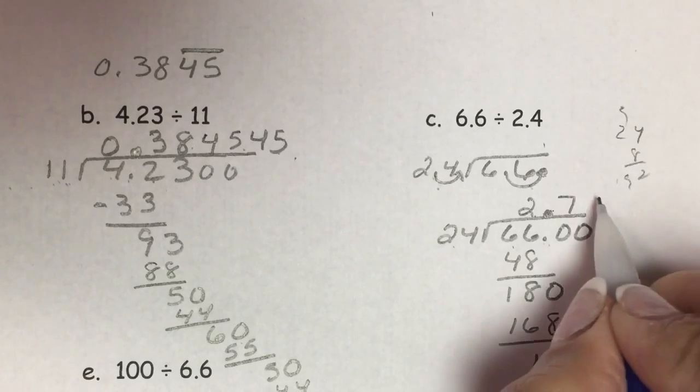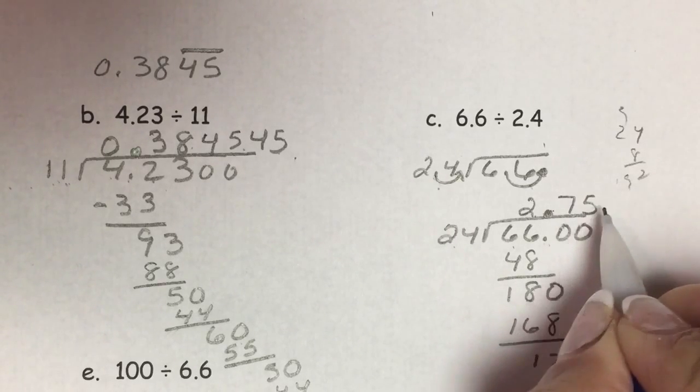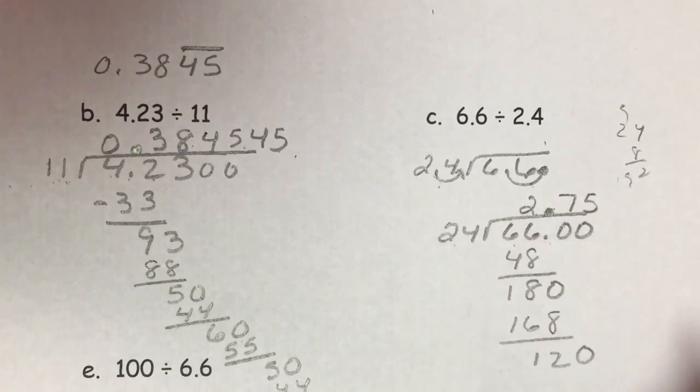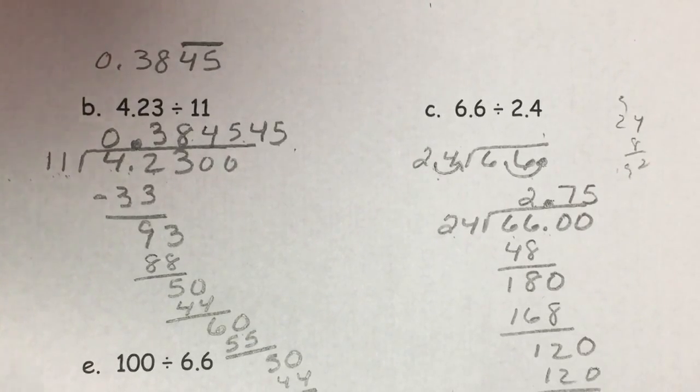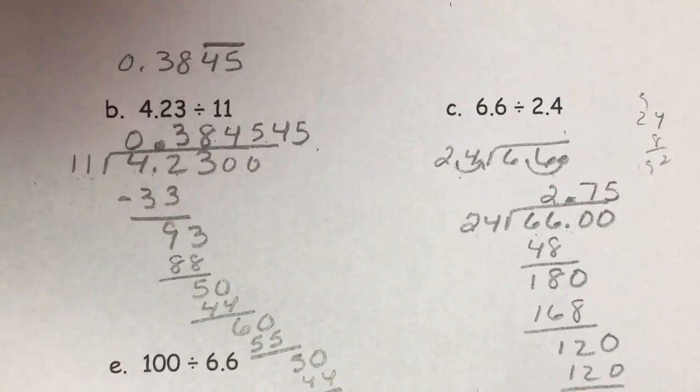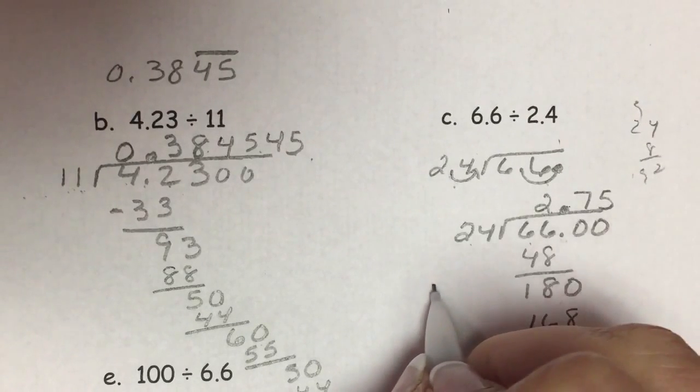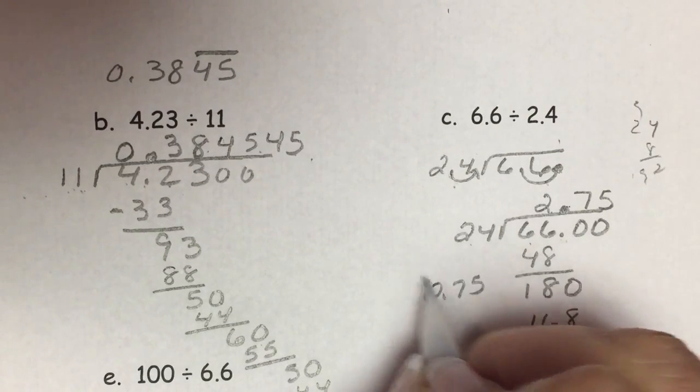24 goes into 120 5 times, and 5 times 24 is 120, and it came out evenly. So again, you keep going until it comes out evenly or until it repeats. So my answer for this one is 2.75.